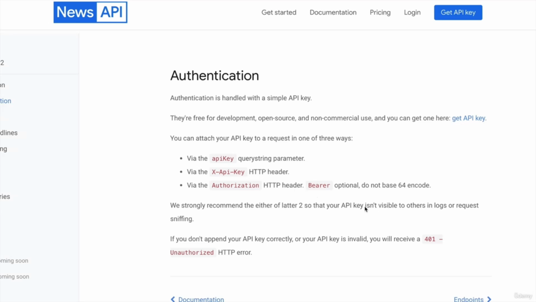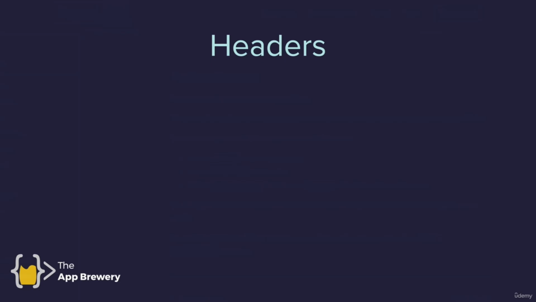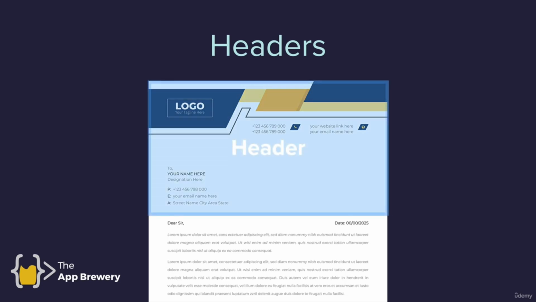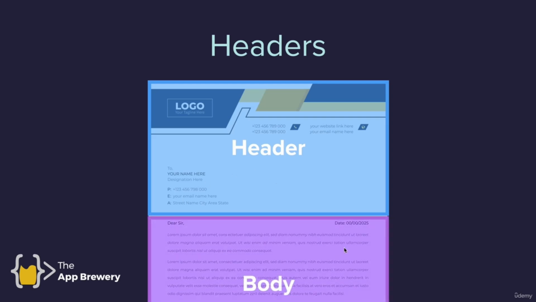And the reason is so that your API key isn't visible to others in logs or if they're doing request sniffing. So what exactly are these headers anyways? Well, if you think about a letter that you might get in the mail, the header is the part that contains some relevant pieces of information like the phone number of the company or the website of the company or their logo. And then the body is the actual message part, essentially. It's the part that changes from letter to letter.